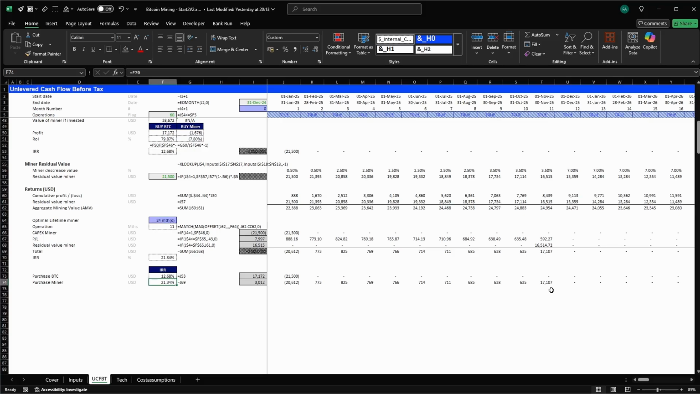So now let's go to the third exercise. We're going to add depreciation, debt, and tax. Okay, let's get started.